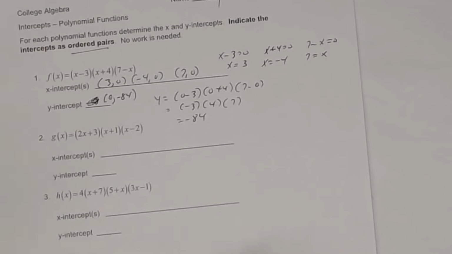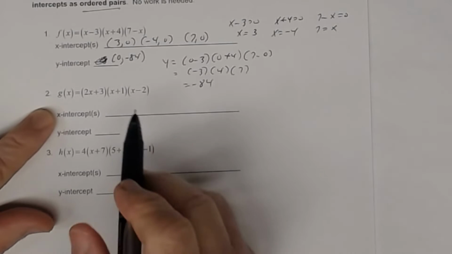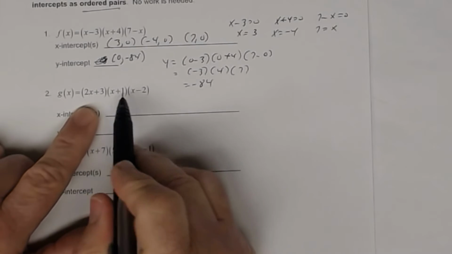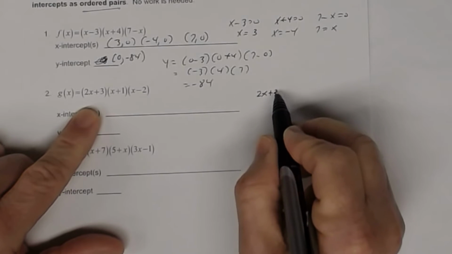All right, so again, that was an easy worksheet. It's a very simple worksheet to deal with. Number 2, same thing. It's already in factored form, so you're going to set each of those factors equal to 0. You get 2x plus 3 equals 0.